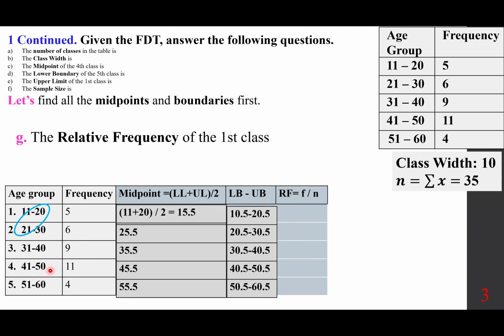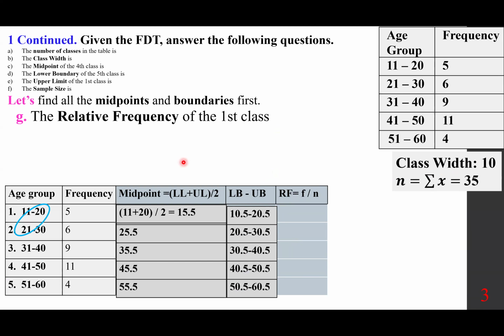The next one is asking for RF, relative frequency, and relative frequency by definition is frequency divided by N. So for example, for the first class, the frequency is 5. We already have the N, otherwise we have to calculate it. It's 5 over 35, or simply 1 over 7.